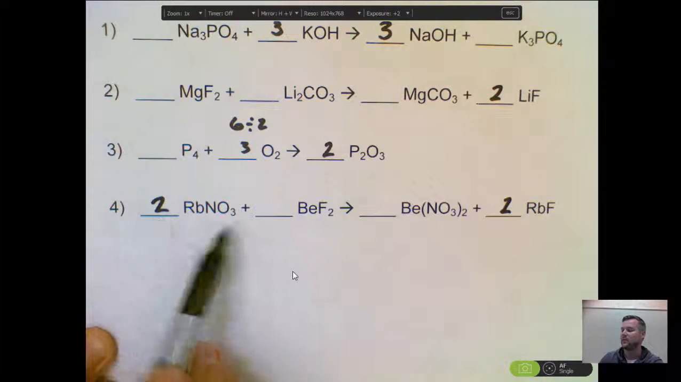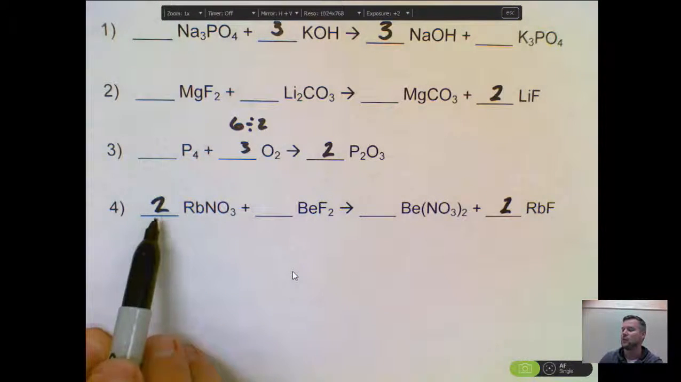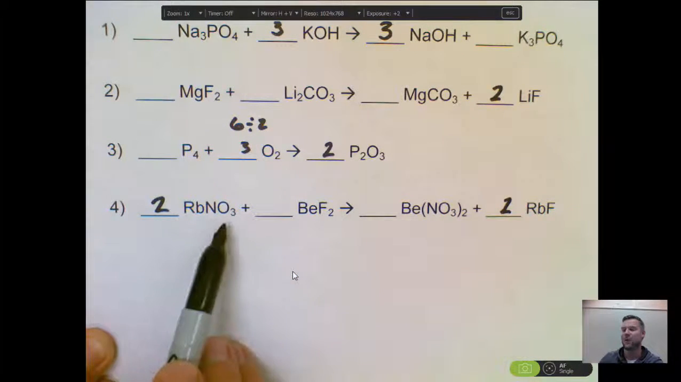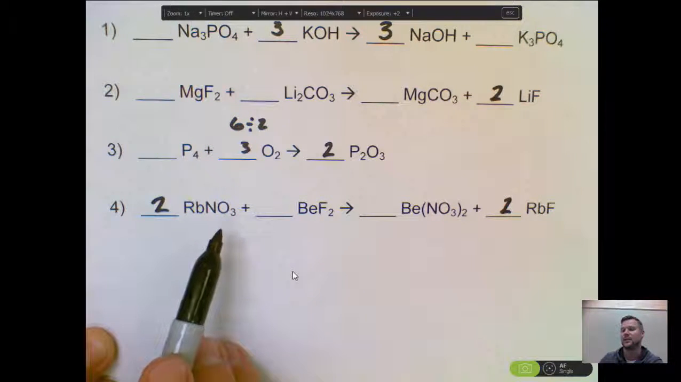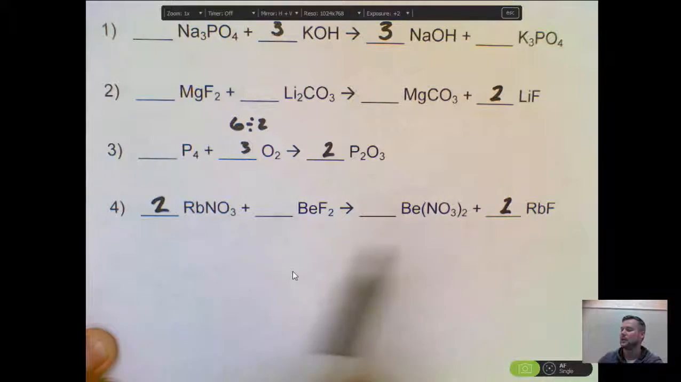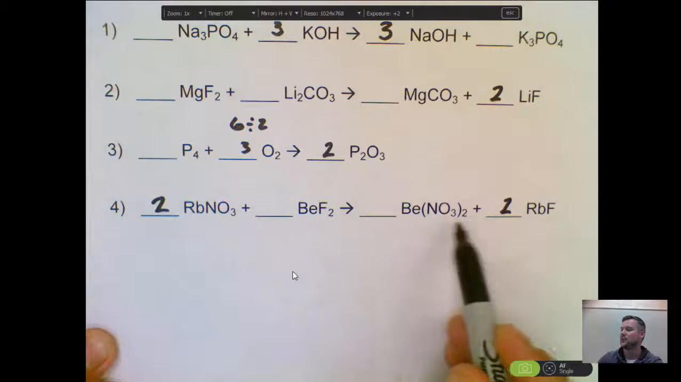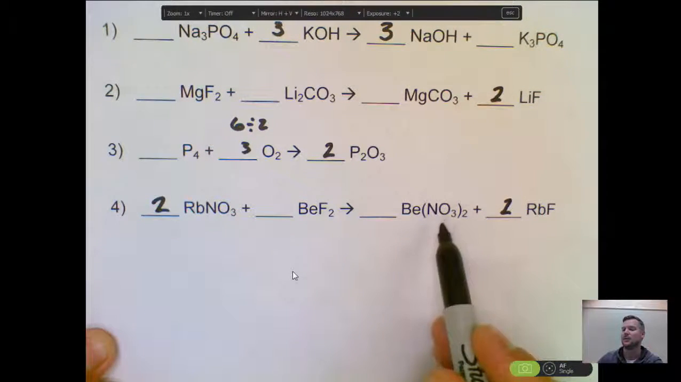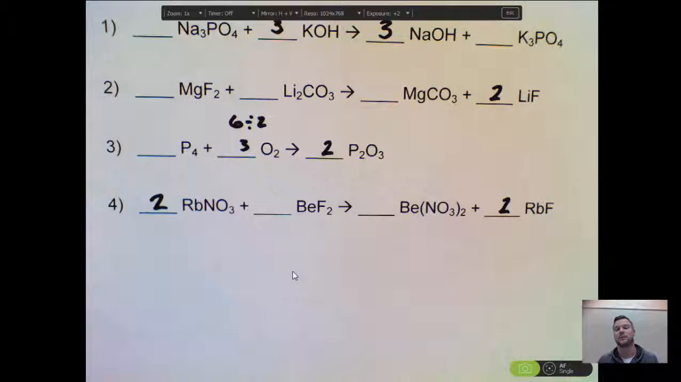Now this 2 affects the whole thing, so there's 2 NO3s, and again, I know that that's a group. It takes some time to get to knowing that that's a group, but that's a group. 2 nitrates, so there's 2 copies of everything inside the parentheses, which makes that balanced. It takes practice, so the only way to get practice is to actually practice, but you will get better at balancing equations as the year goes on.